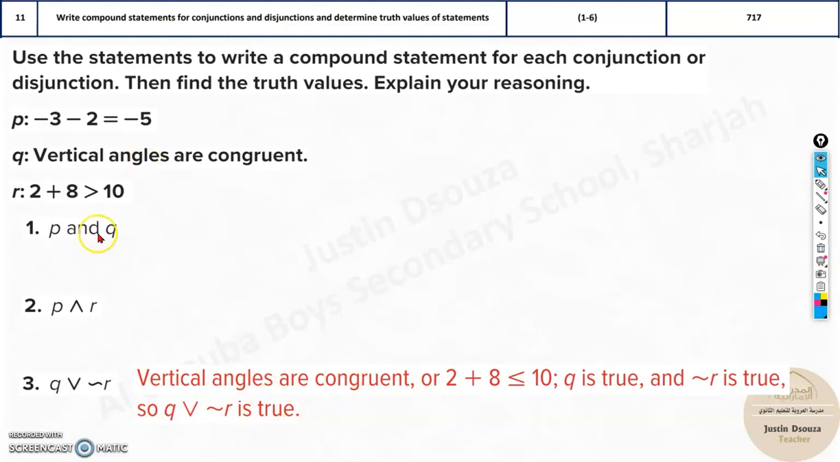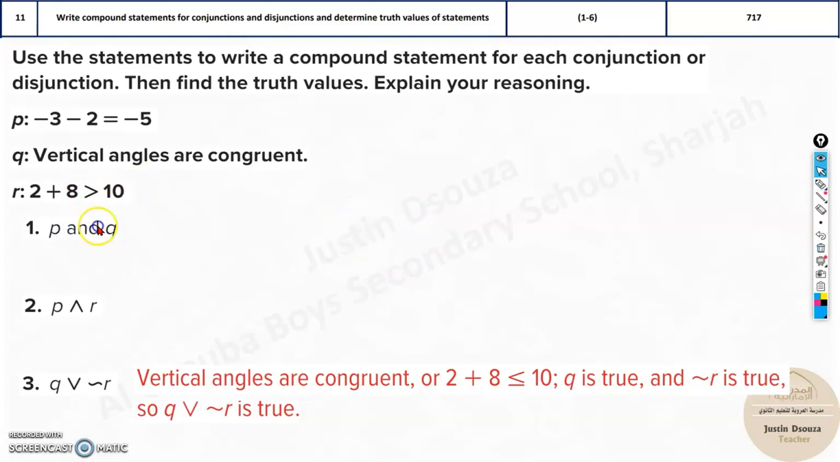Anyways, now here you have three statements. P: -3 minus 2 equals -5. Yes, it's true. Q: Vertical angles are congruent. Yes, absolutely. R: 2 plus 8 is greater than 10. Is 10 greater than 10? No, 10 is equal to 10, or greater than or equal to 10. But here it's only greater than, so this is false.